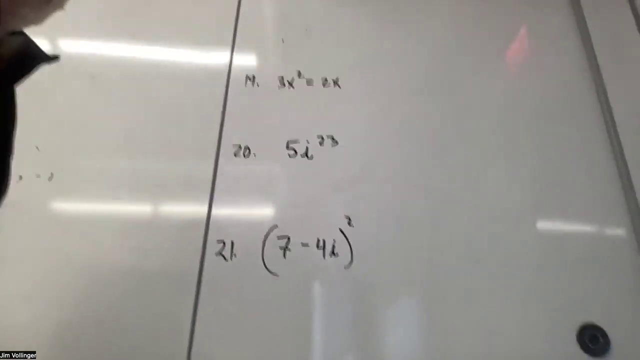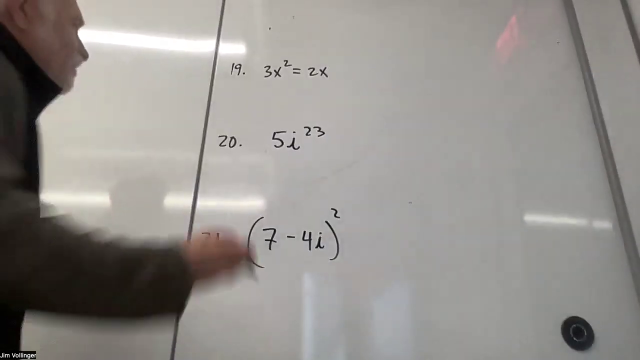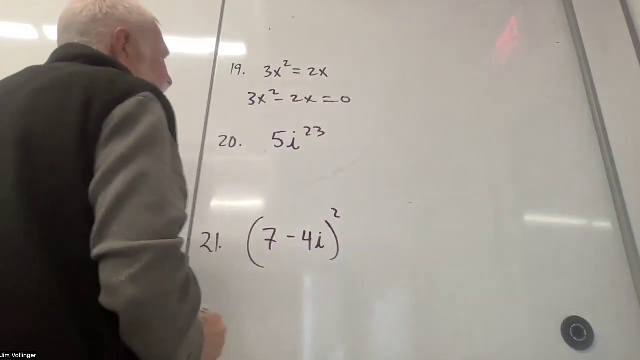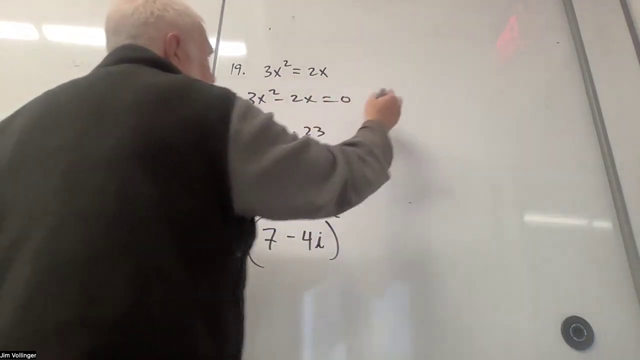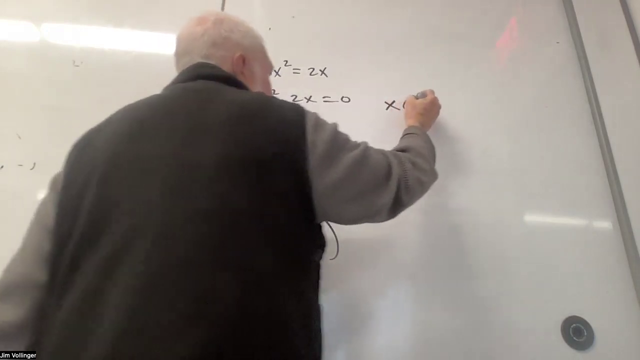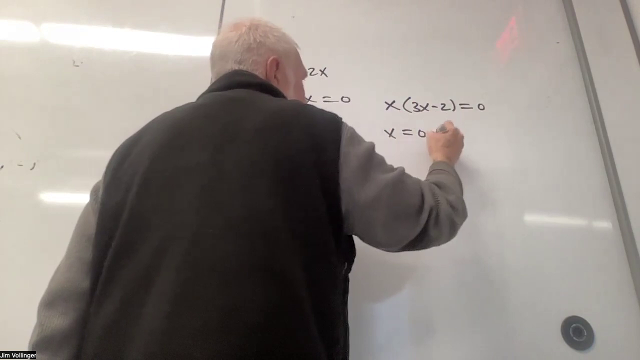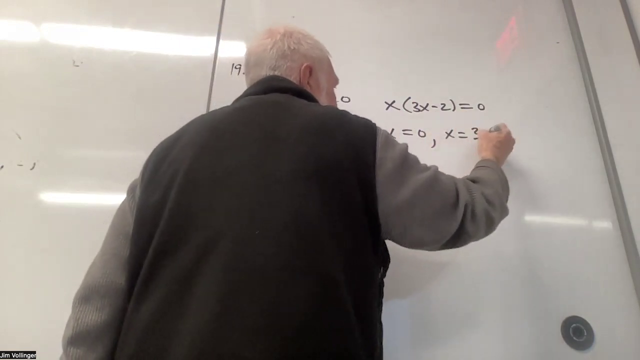3x squared equals 2x. Therefore, 3x squared minus 2x equals 0. There's the mechanics. And then therefore, x is common. 3x minus 2 equals 0. And I have x equals 0, comma, x equals 2/3.